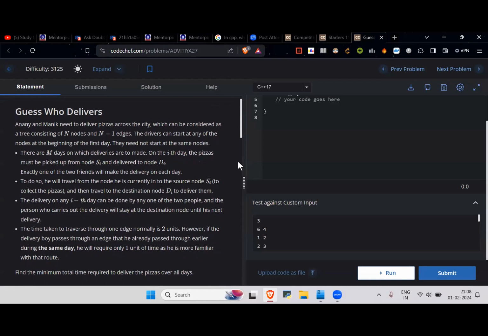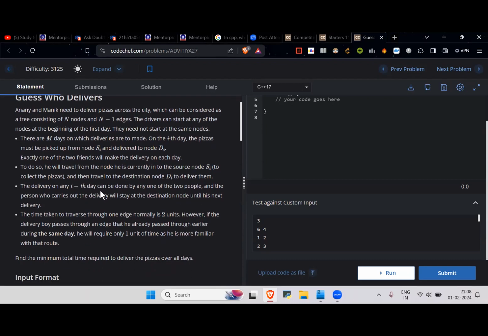There are m days, and on each of the m days, there has to be a delivery made from the node Si to the node Di. So as mentioned here, from node Si to Di on the ith day, and any one of the delivery guys has to make that delivery.